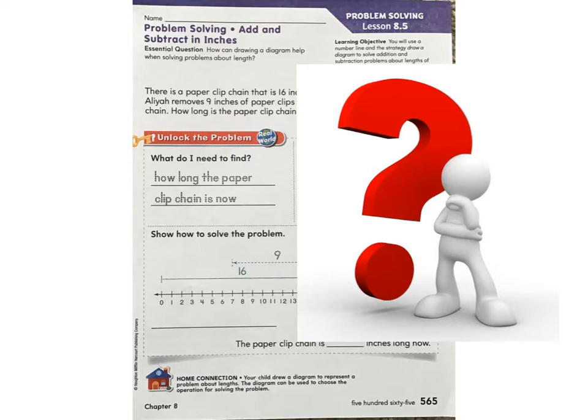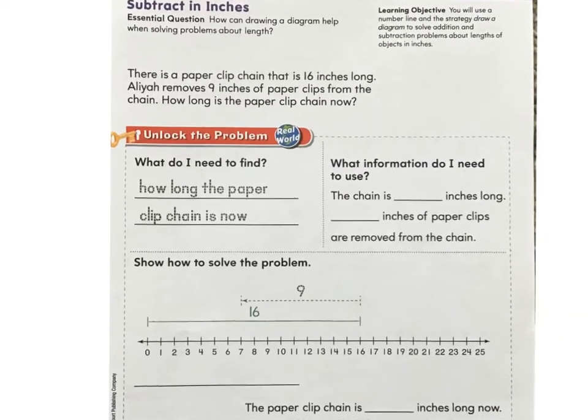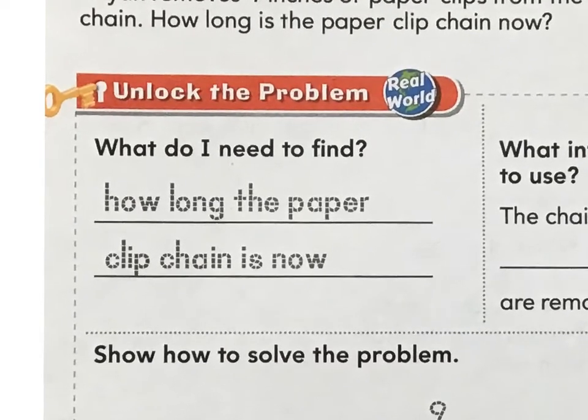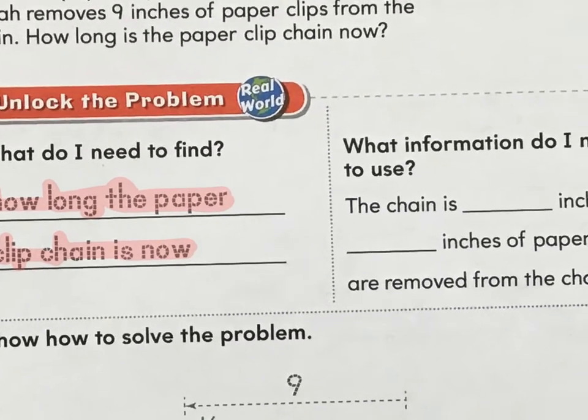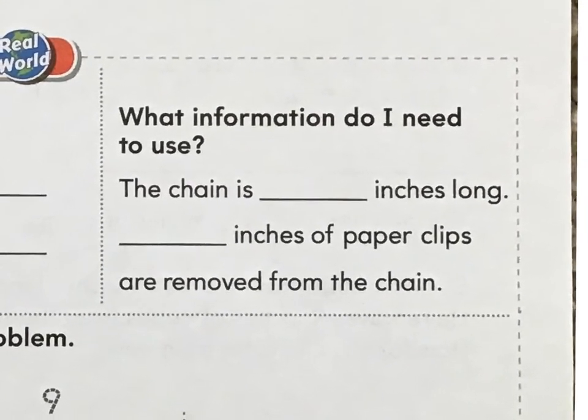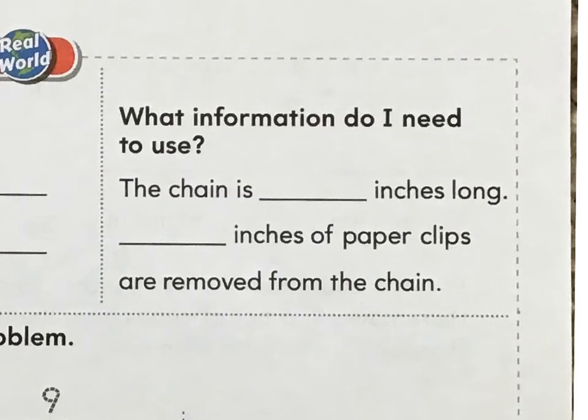Let's unlock the problem. In unlocking the problem, let's first figure out what I need to find. And that is how long the paperclip chain is now. You can go ahead and trace the dotted answer. Knowing that we need to know how long the paperclip chain is now, let's take a look at what information I need to use to find the answer to the problem. The chain is blank inches long, and blank inches of paper clips are removed from the chain.